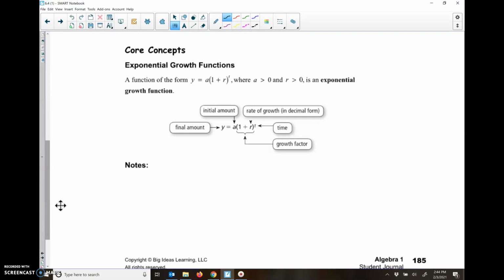So if you look here, it starts off with y equals, so y is our final amount, a, which is our initial amount, so how much we're starting with, and then we have 1 plus the rate, and this is for growth, so that's why it's a plus the rate. And the rate is always in decimal form, and then t is for time, and time always has to be in years. So if they give you something that says 18 months, you need to make that 1.5 years.